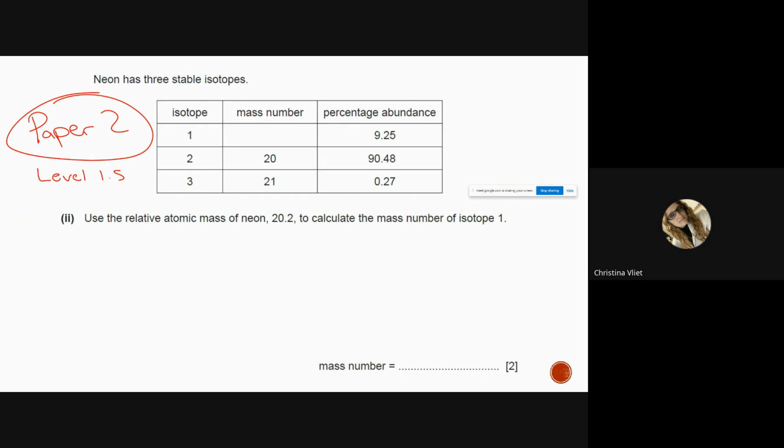All right, so that's a great question. I'm going to continue now. So let's see if we can solve this question from paper 2. Notice the way that it's been given to you.